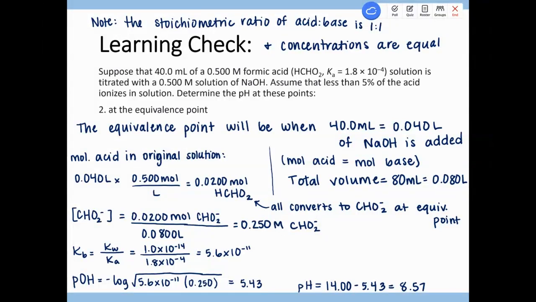So the key piece of information that you need to do all of these calculations is to know that the acid and base react in a 1-to-1 ratio, 1 OH minus for every base and 1 H plus for every acid, and that the equivalence point is reached when the moles of acid are equal to the moles of base that were added. And that's how we got total volume to be 80. Now we can proceed with calculating concentration and then eventually pH. Okay, questions on this one?